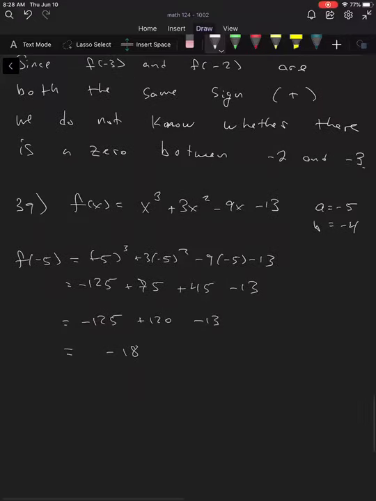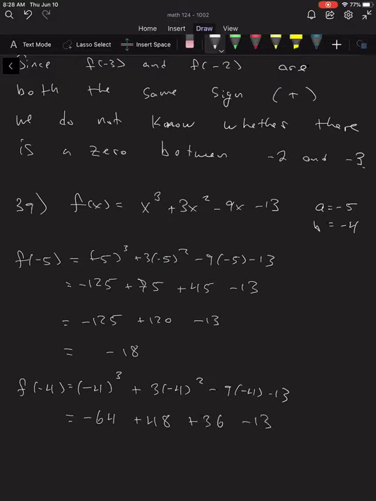All right, see what happens when we plug in minus 4. So we have minus 4 cubed plus 3 times minus 4 squared minus 9 times minus 4 minus 13. So what's 4 cubed? Okay, we have minus 64. And then here we have 3 times 16, so plus 48. And then 9 times 4 is 36, so plus 36. And then minus 13.